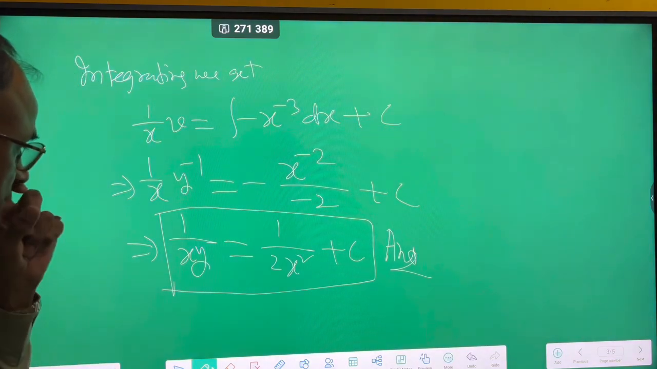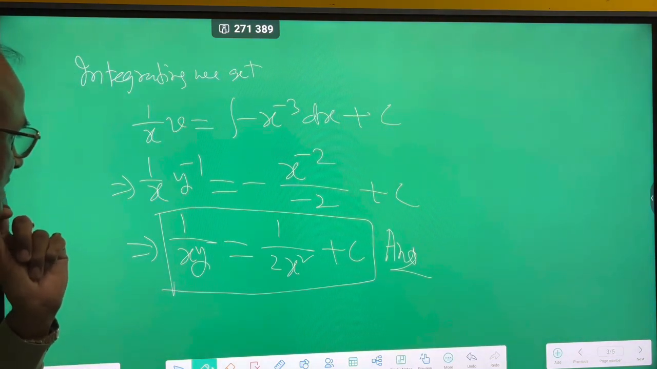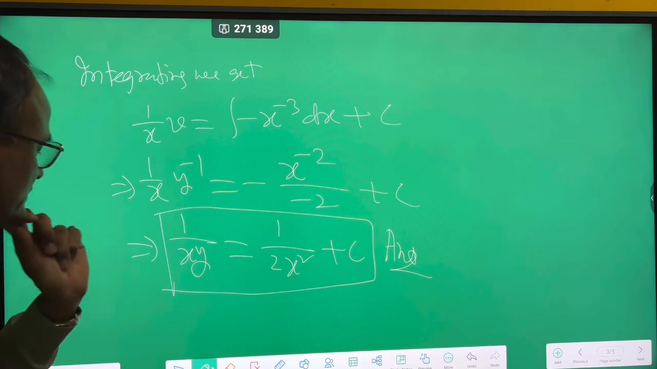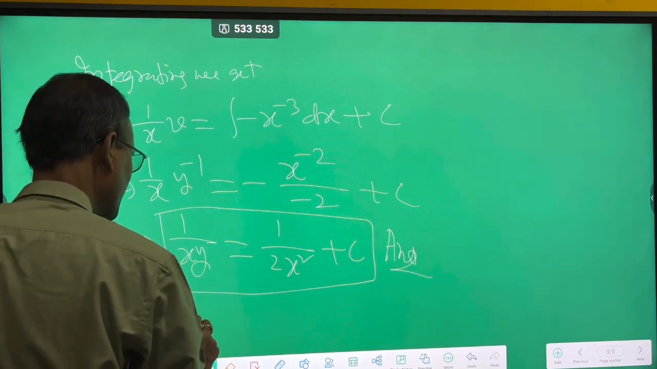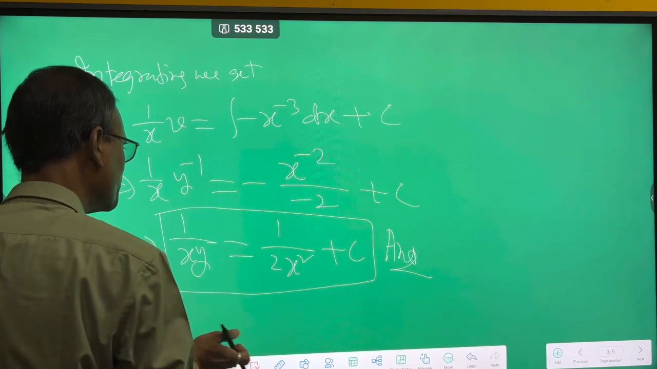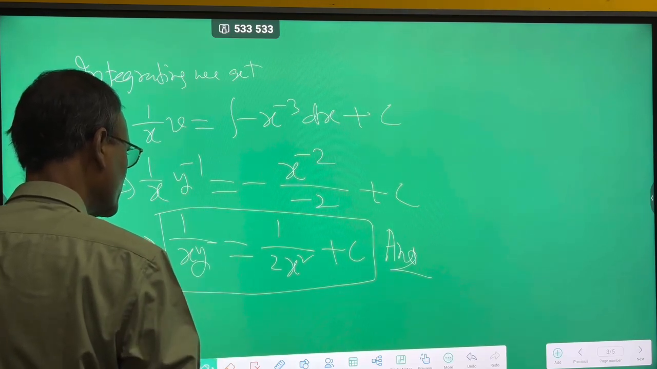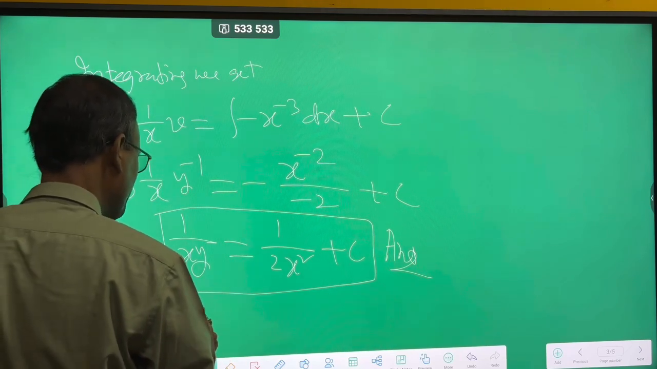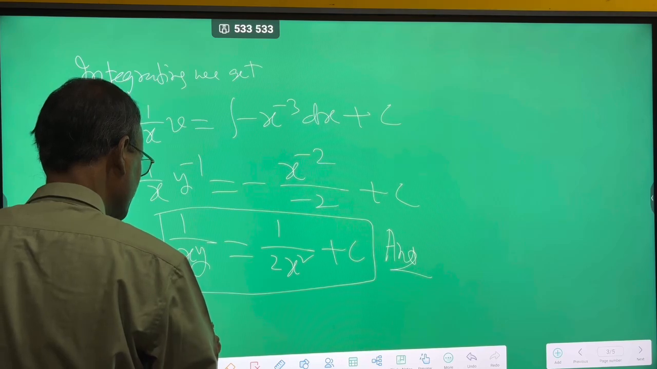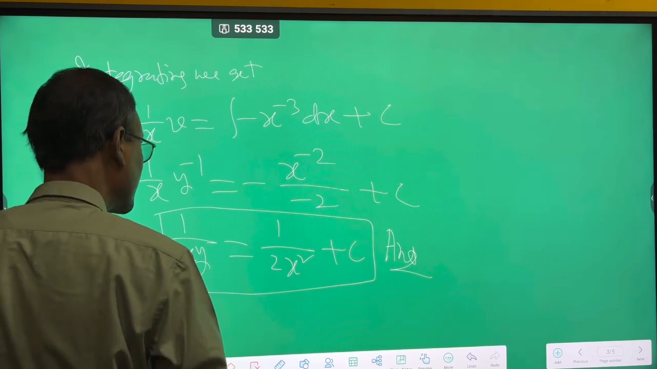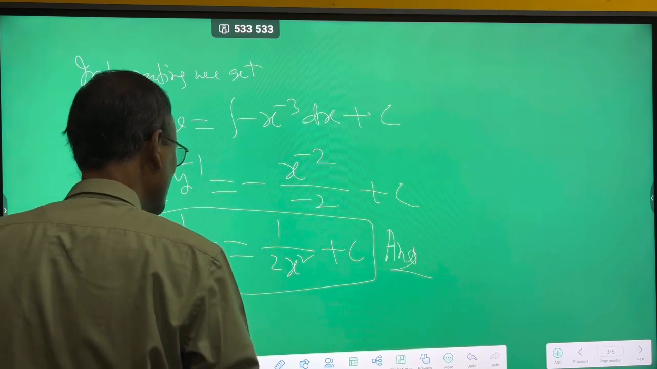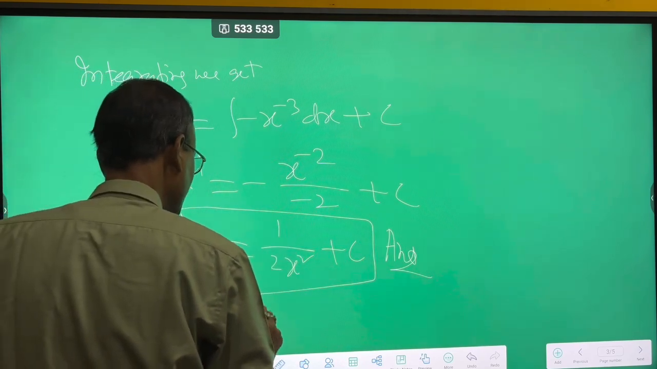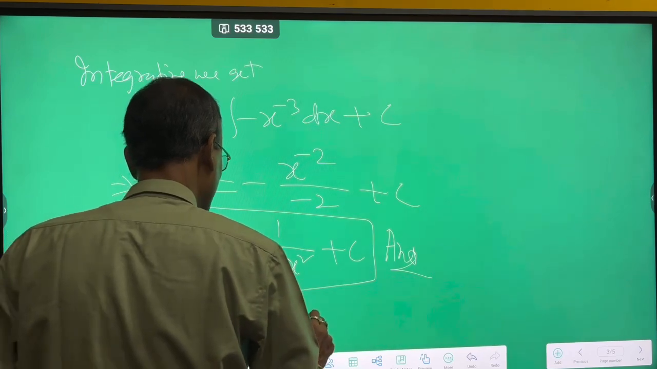One by twice x, or you may write twice x, or you may write here multiply by twice x square. Multiply by x square y. If you multiply by x square y, then you will get x equal to x square y. You will get y by 2 plus x square y.